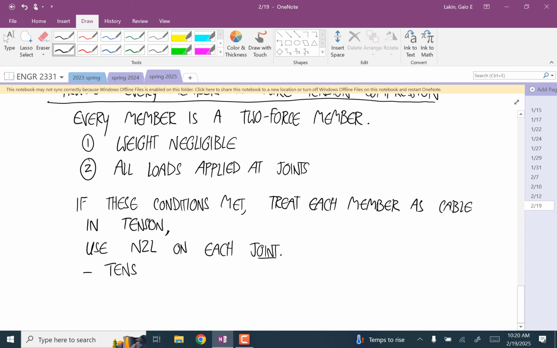Negative tension values. If you get a negative value, then that just means that member is in compression, not tension. Obviously, cables can't support compression, but these things can. So negative tension values mean compression.